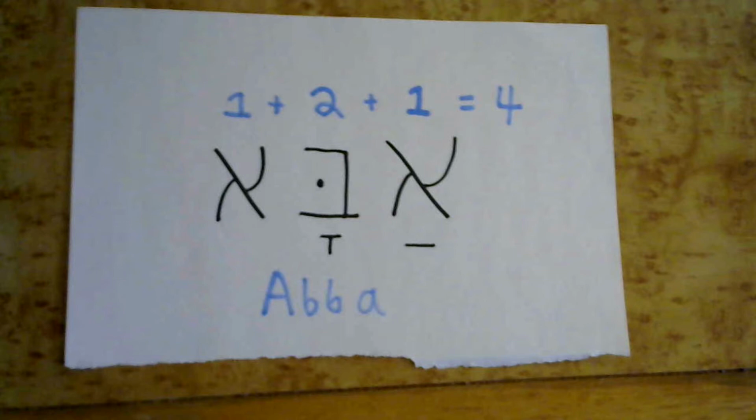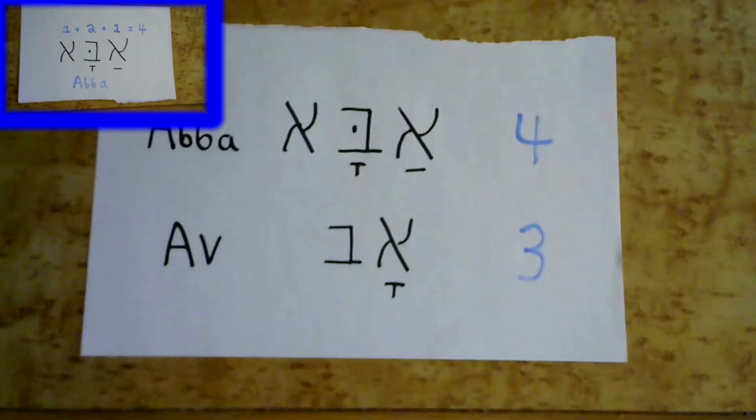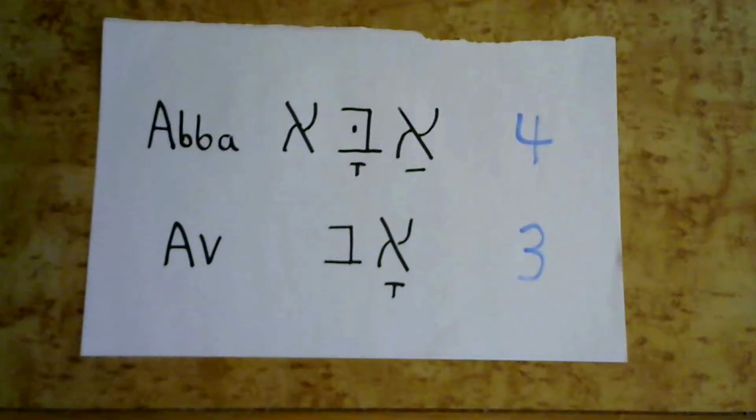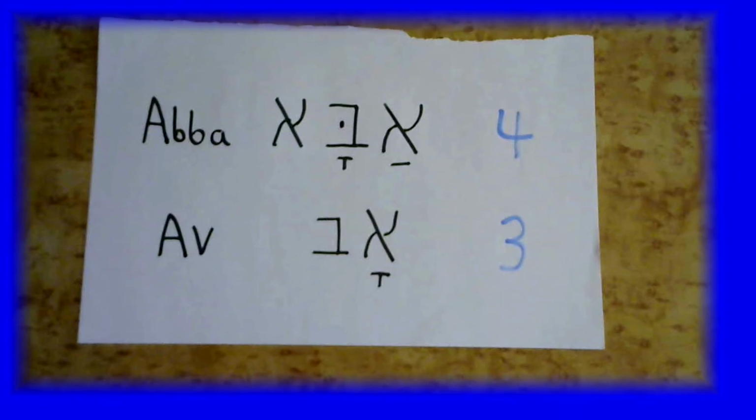Each consonant letter has a numerical value. The vowels have no numerical value. So in my example, putting them side by side, Abba has a numerical value of 4, whereas Av has a numerical value of 3. Abba means daddy, Av means father. So there is a spiritual meaning to the difference in the numerical value between the two words.